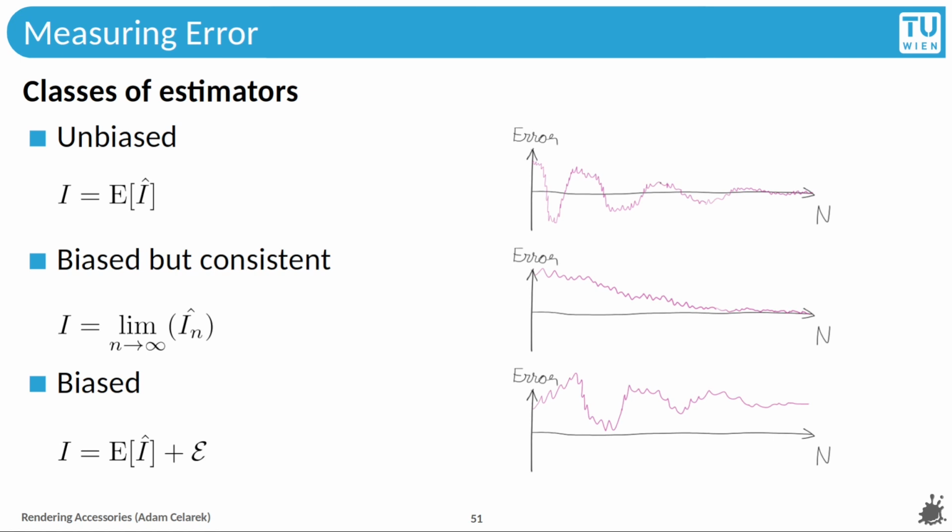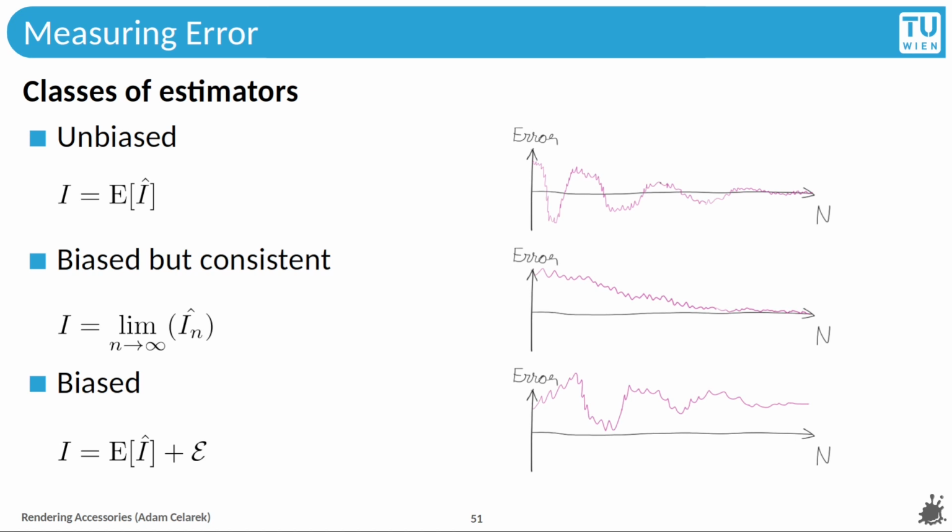Biased but consistent estimators at no point have the expectation of the true result, but the error becomes smaller with larger sample sizes. The estimator converges to the ground truth. The error can be negative as well. This here is just an example.